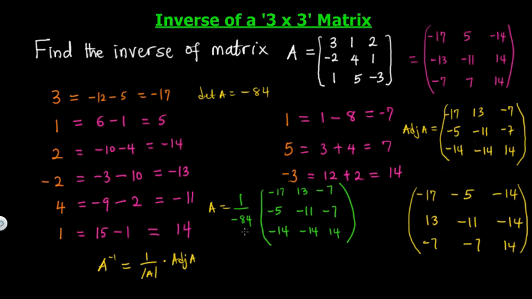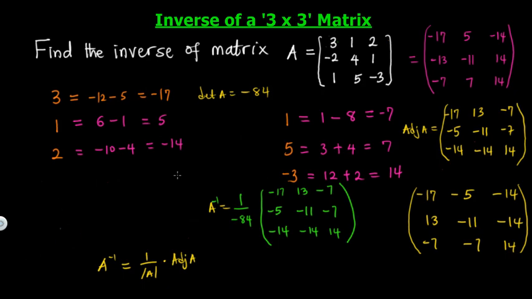If we want to express the A inverse fully now, let me clean somewhere here. The A inverse can be seen as you multiply that scalar value 1 over negative 84 by all the entries in the adjoint. That's if we need to simplify it, which is often expected of us.